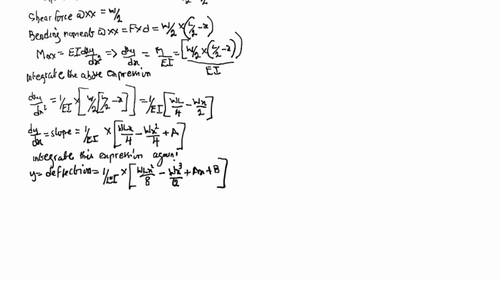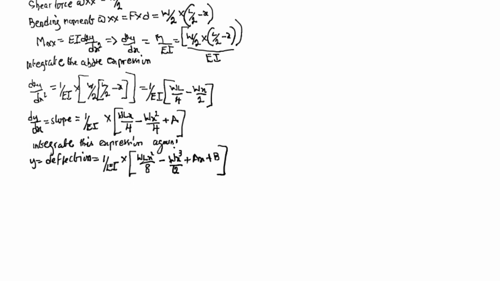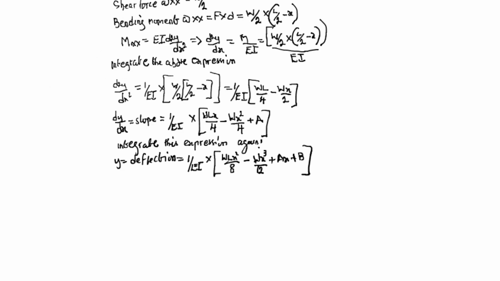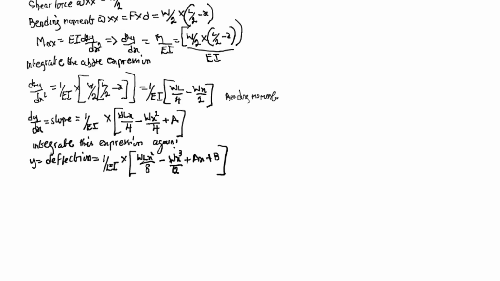So we have gotten 3 expressions. One, bending moment. The second is our slope or change in deflection. And the third is our deflection. Next, we are to set the boundary conditions.